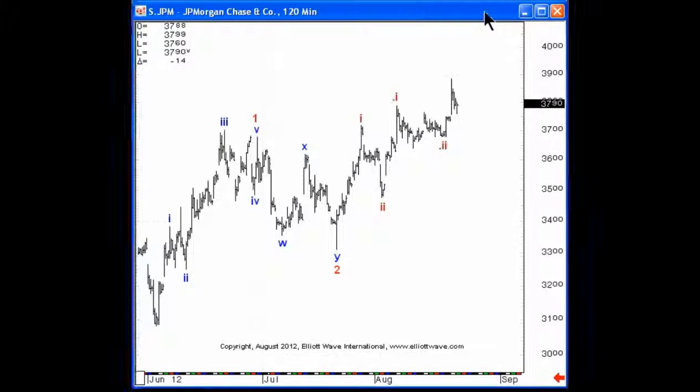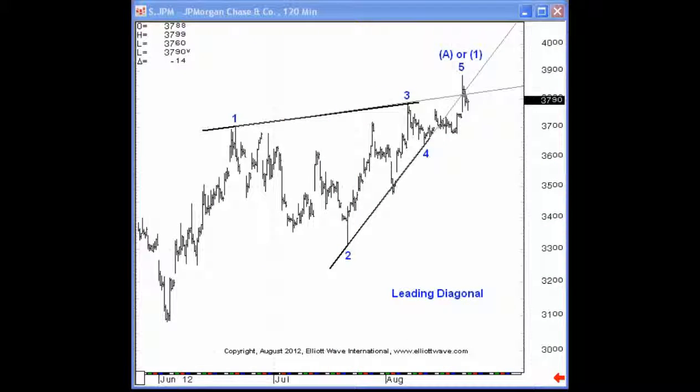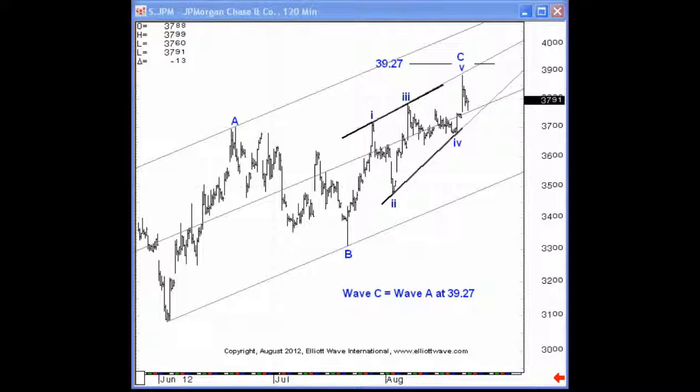Okay, now one more interpretation would be this one here, a leading diagonal. Again, the rules and guidelines of the wave principle are adhered to. Which interpretation is most correct? Well, again, this is where I tend to employ Occam's razor and go with what is most simple. Well, let's look at this price chart from a very simple perspective. Step back so we can see the forest for the trees.